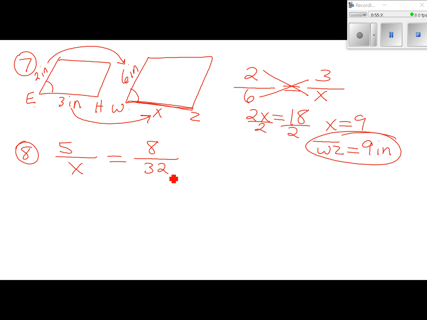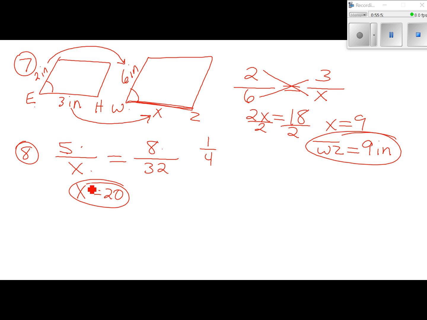Again, I don't want you trying to do this all the time, but if you're looking at this and you can figure out the scale factor for this, 8 to 32 is 1 to 4. If we reduce that 8 over 32 down to 1 to 4, that's the scale factor. That means for every one part on top here, there should be 4 parts on bottom, and that's pretty easy to do. So we just take this 5 and multiply it by 4, and you can figure out that X should be 20.